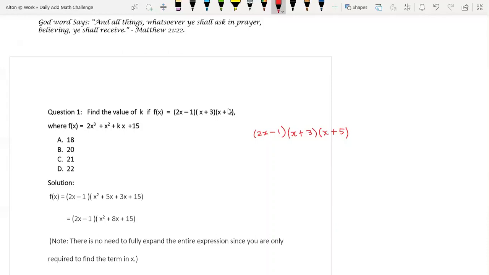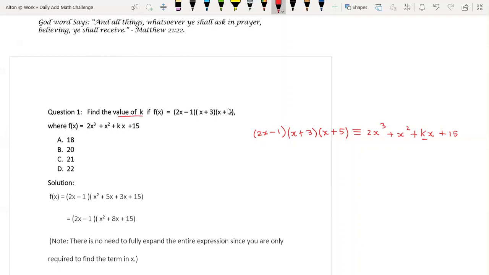multiplied by x plus 5. Now, this expression is equivalent to 2x cubed plus x squared plus kx plus 15. I am asked to find the term or the coefficient of x, which is the value for k. Find the value of k. Here it is.